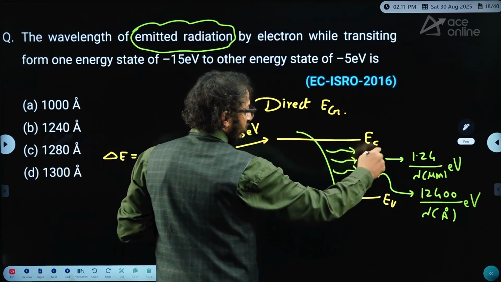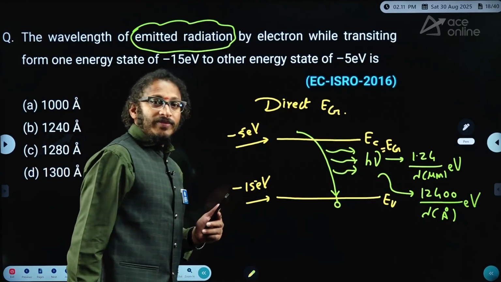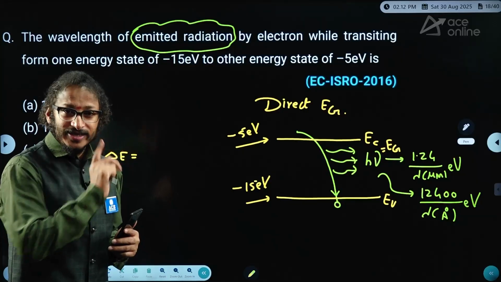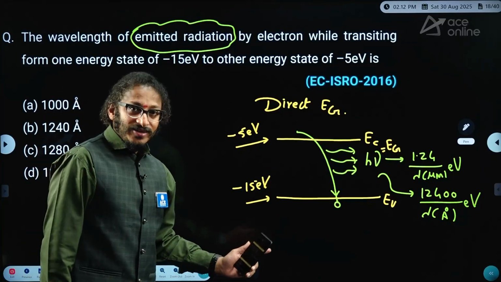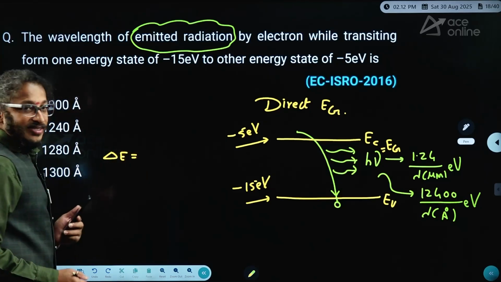This value, how much here? It is greater than or equal to, at least equal to energy gap. What is energy gap? EC minus EV. That means difference in the energy level. That difference I'm putting it as delta E here.